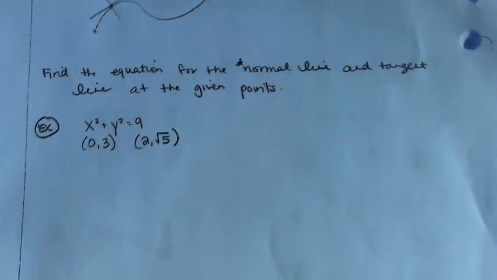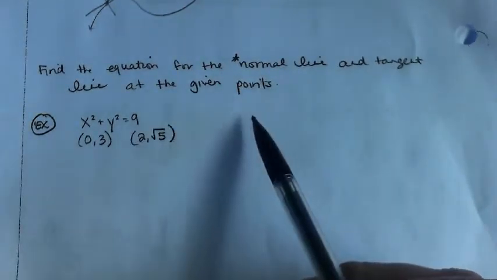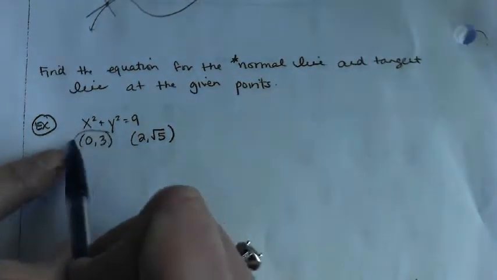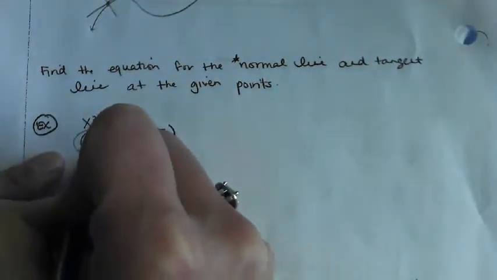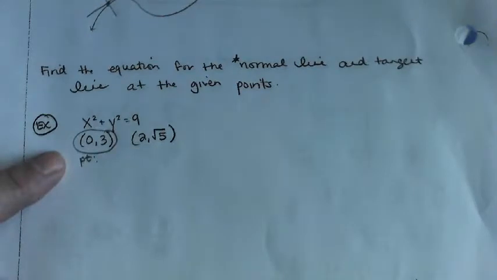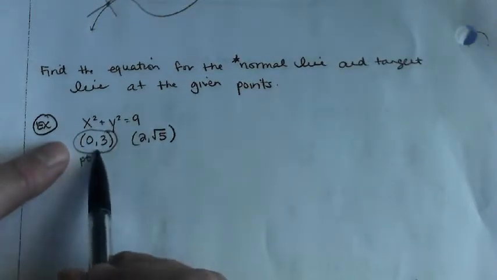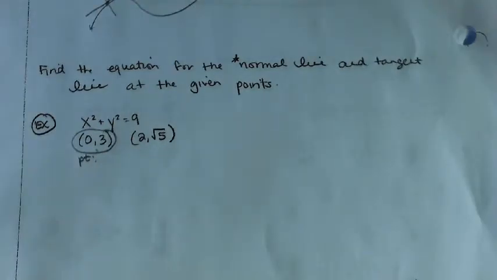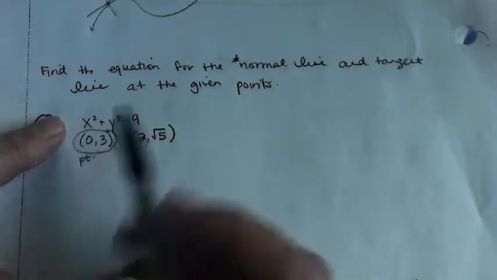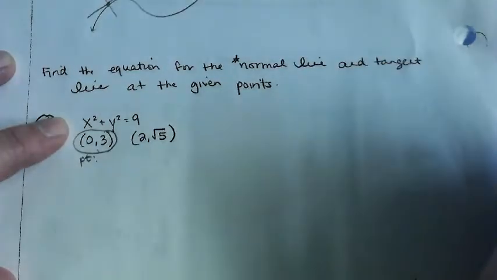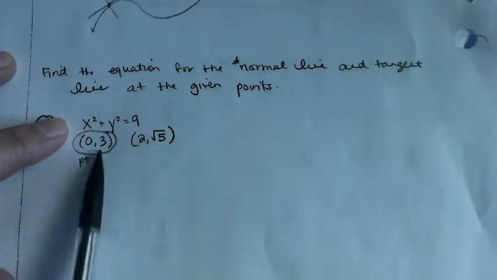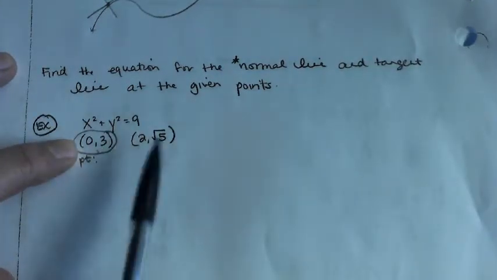So find the equation of the normal line and the tangent line at the given points. So at (0, 3), we're going to do this one first. We have the point. We need the slope at (0, 3) to write the equation of the tangent line, and then we'll flip that to write the equation of the normal line. So to start, we have to find the derivative. They want us to do it twice. We're going to have 4 lines here. A normal and a tangent here, and a normal and a tangent here.